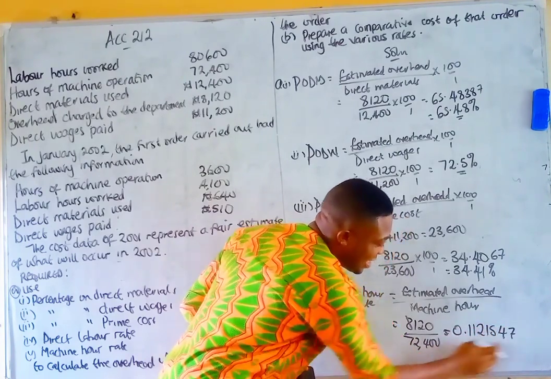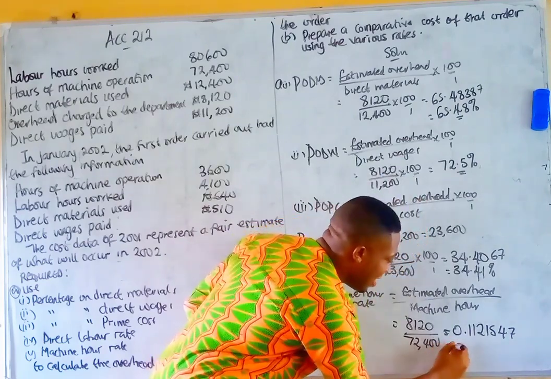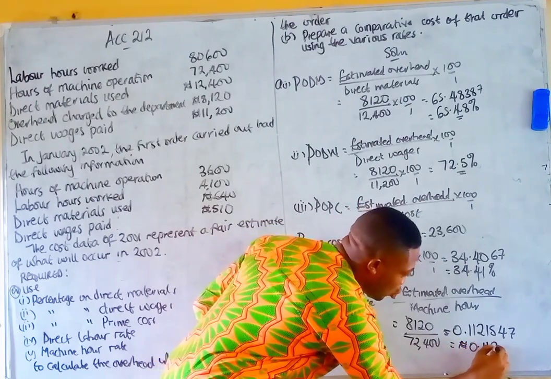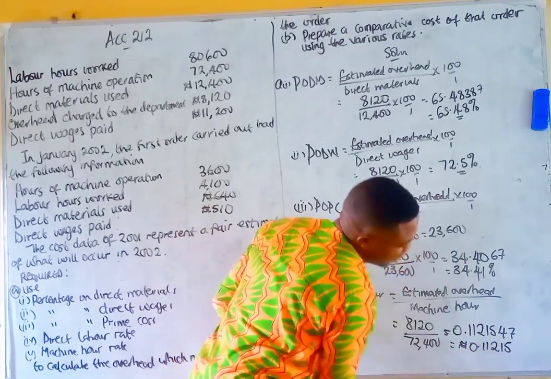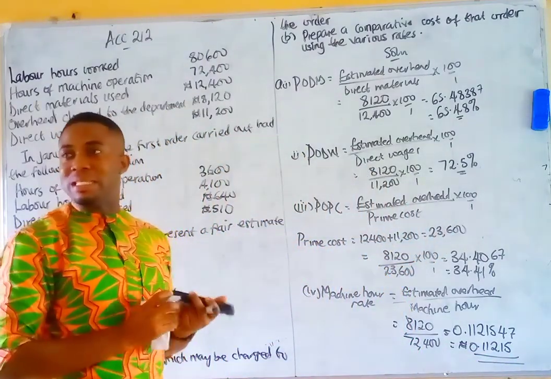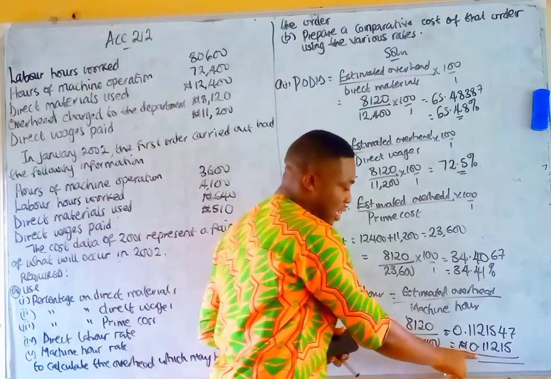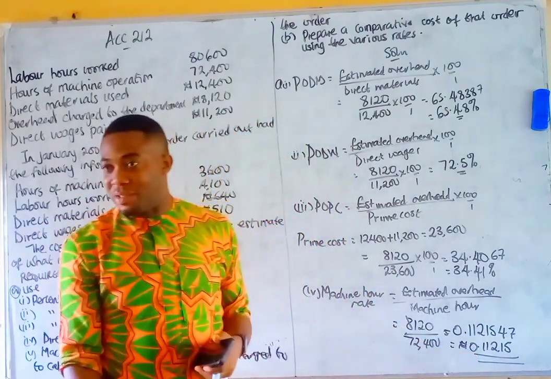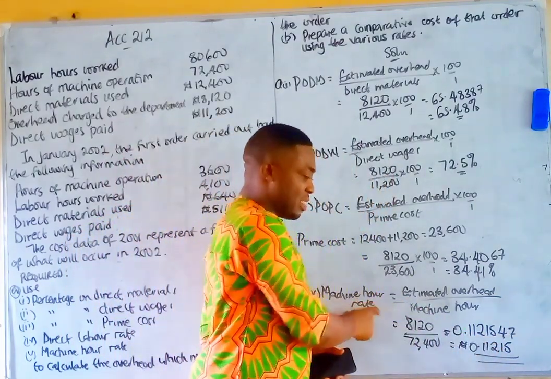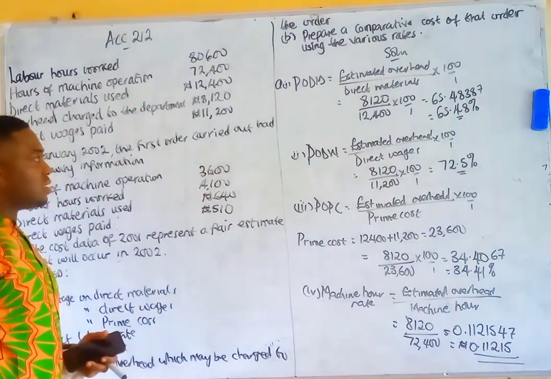21,547. Okay, let's leave A. So I can have 0.11215. Let me leave it as 0.11215. And what it means, now this is the rate, is that for every 1 hour they use, they are going to pay this as the rate. 0.1125. That's the rate. So 0.1125 is the machine hour rate.